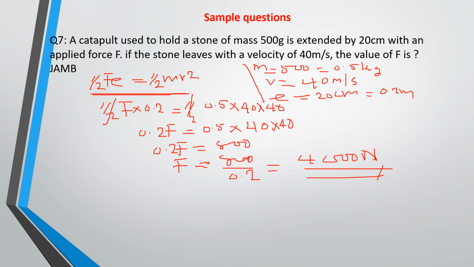Okay, so this is how to apply the equation for work done. So you see that the work done is equal to the kinetic energy gained by the stone in leaving the catapult, and it is that kinetic energy that will propel the stone to the distance that it will travel. All right, so let's take a final question.